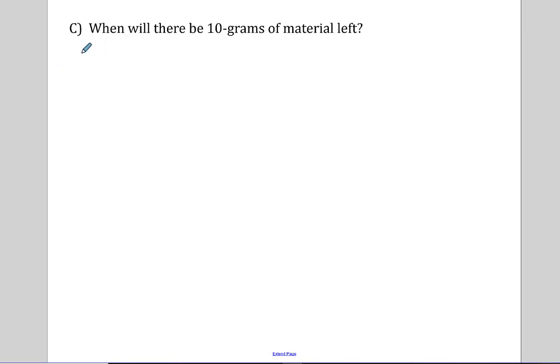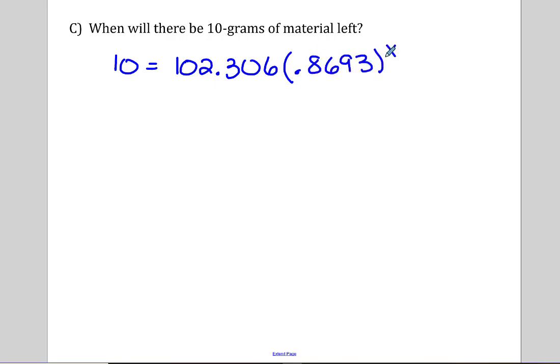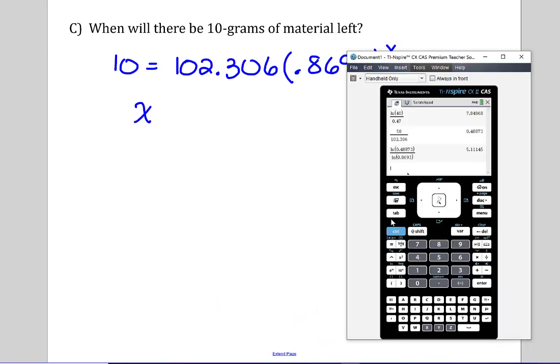And when will there be 10 grams left? So we want to take 10 in our formula, 102.306 times 0.8693 to the x power, and 10 divided by 102.306. So we got 10 divided by 102.306 is 0.0977.